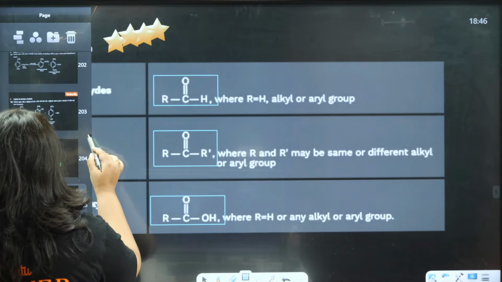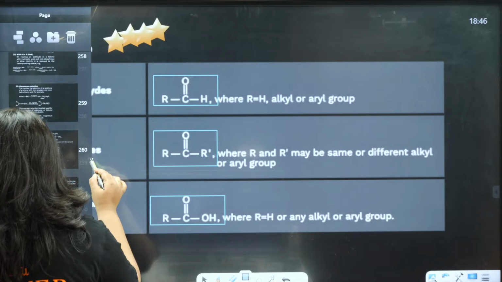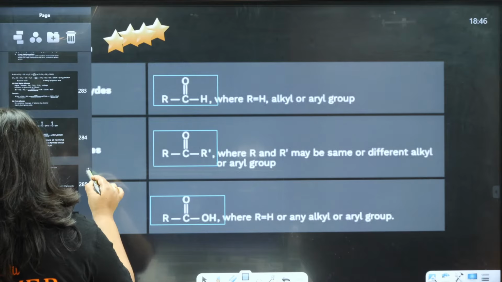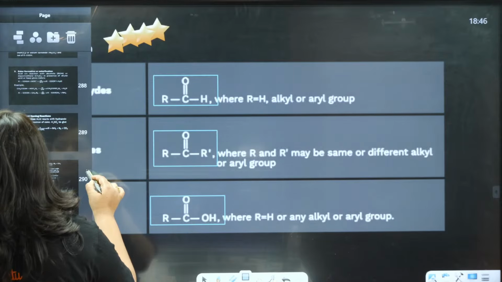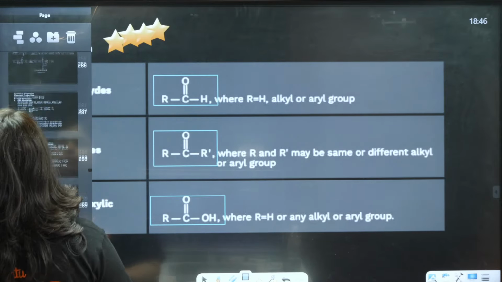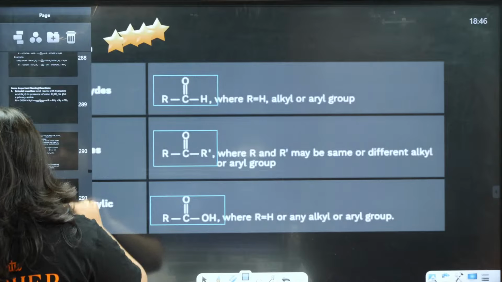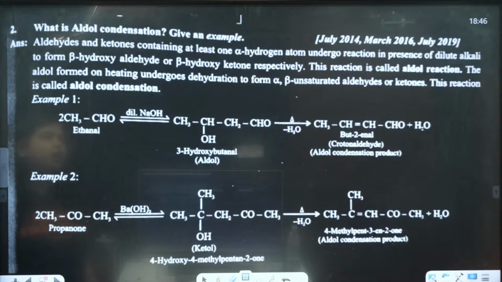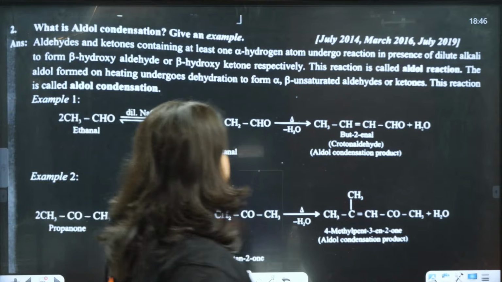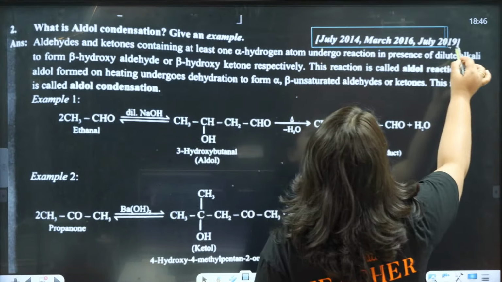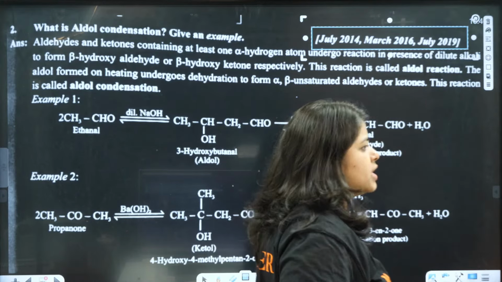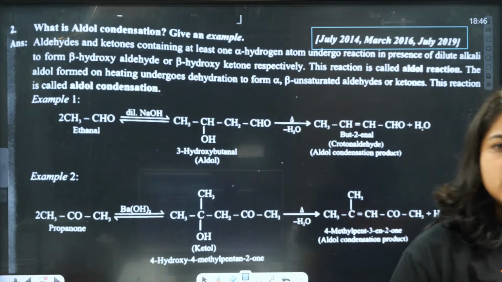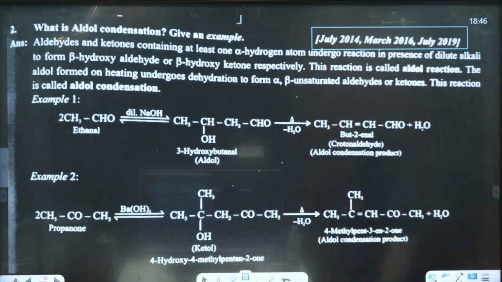Now from this chapter I will tell you the most important questions, meaning all the named reactions we will discuss. First is aldol condensation, and give an example. This was asked in 2014, March 2016 and July 2019. So here we are going to discuss aldol condensation. How does aldol condensation happen?